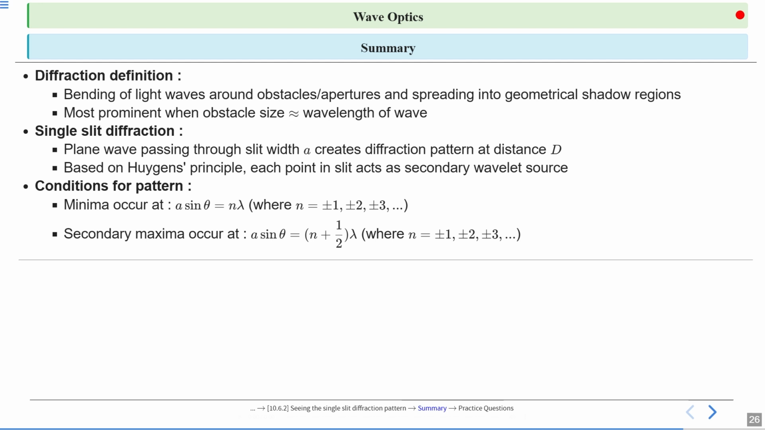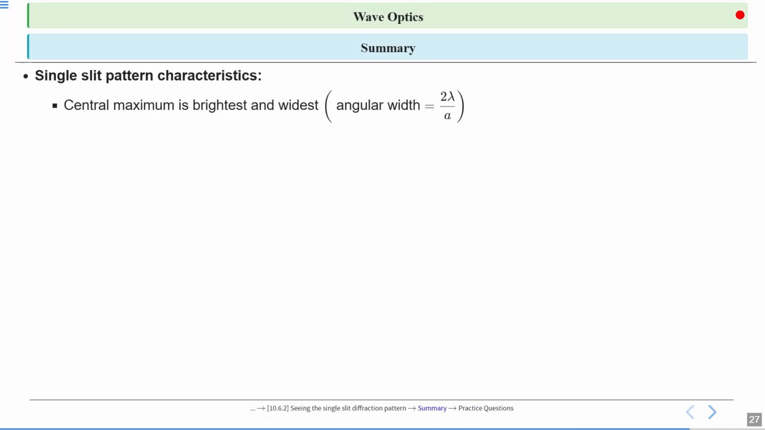Secondary maxima, or less intense bright bands, occur at angles where a sin theta equals (n plus half) multiplied by lambda, where n equals plus or minus 1, plus or minus 2, plus or minus 3, and so on. These are the points where wave interference is constructive but not as strong as the central maximum. Notice how the central maximum is the brightest and widest part of this pattern. This is because the angular width is given by 2 times the wavelength divided by the slit width, or 2 lambda upon a. This means the central maximum is where most of the light energy is concentrated.